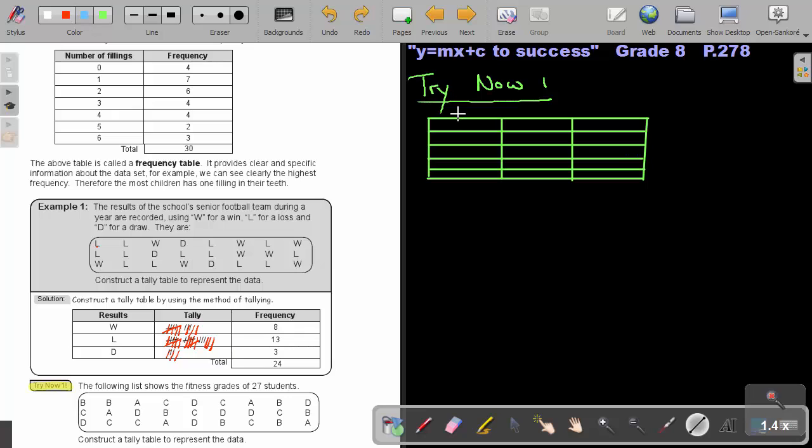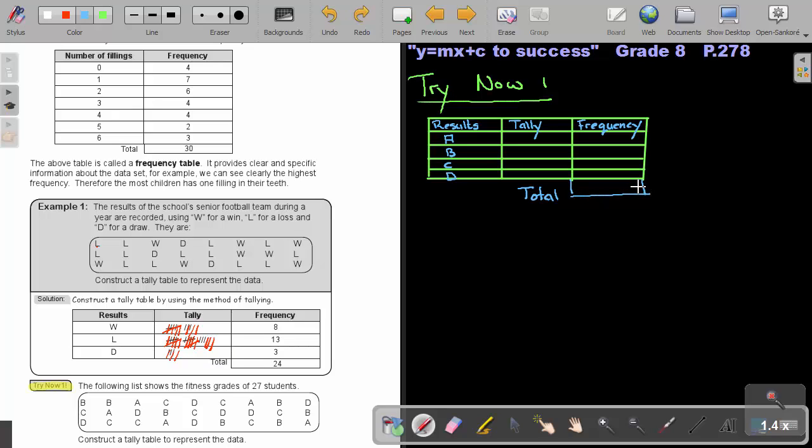So I'm going to fill it in. This is my results. This is going to be my tally. And this is going to be my frequency. Okay, so I'm going to start again from this, and I'll show you. I'm going to go all the way, and then the second row, and then the last row. But let's first get our classes. There's going to be A's, B's, C's, and D's. And at the end, we will just get the total there.